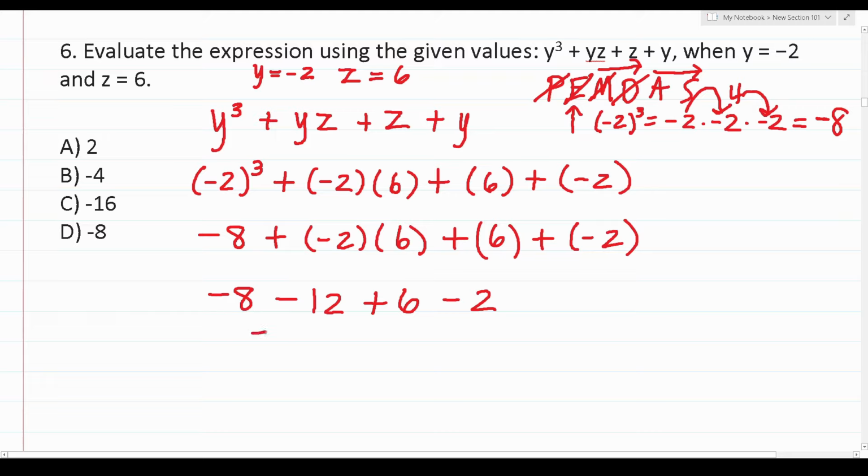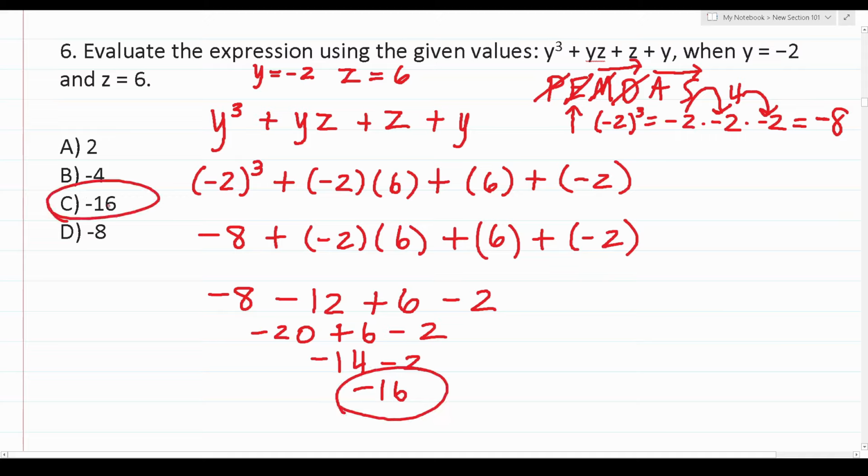8 minus 12 is negative 20. Again, that's plus 6 minus 2. Since we have just addition and subtraction, we're working from left to right. Negative 20 plus 6 is negative 14, and then that's minus 2. And then we just have one operation left, notably negative 14 minus 2, which is negative 16. So the answer to this one is C, negative 16.